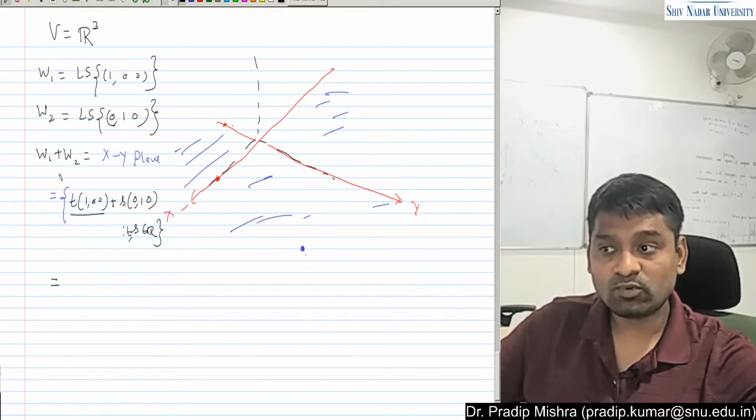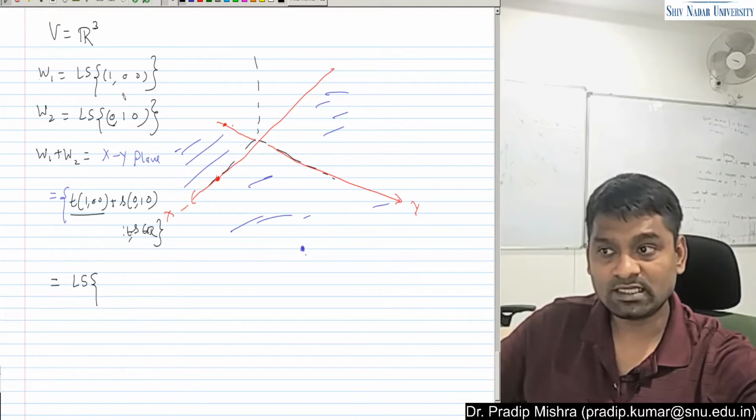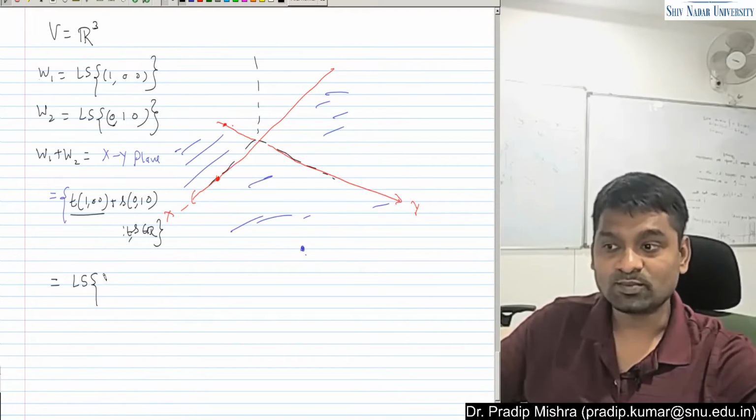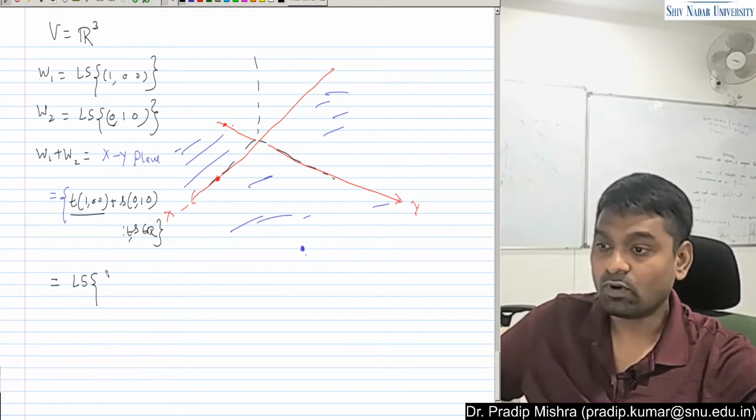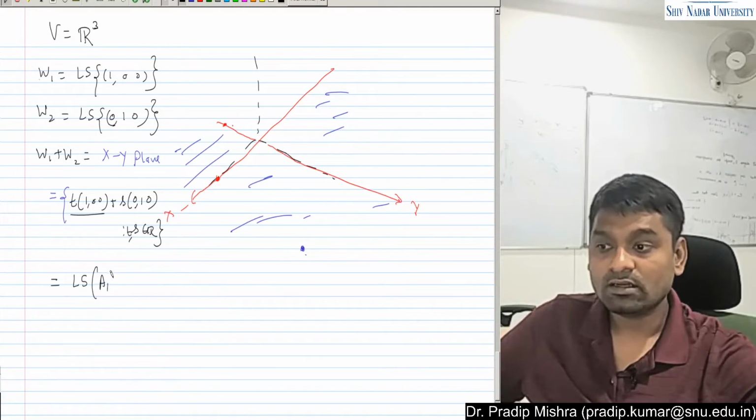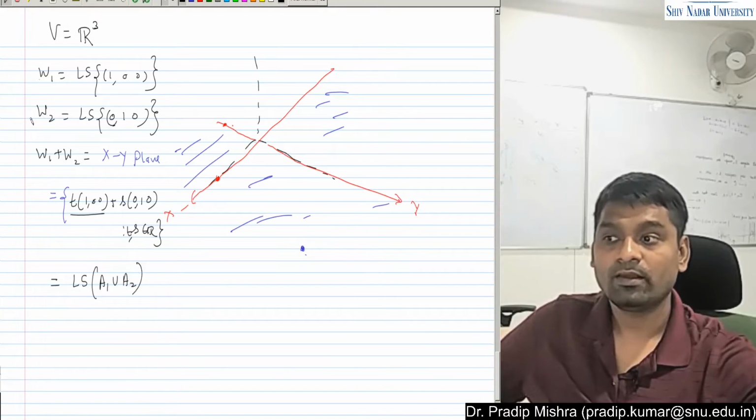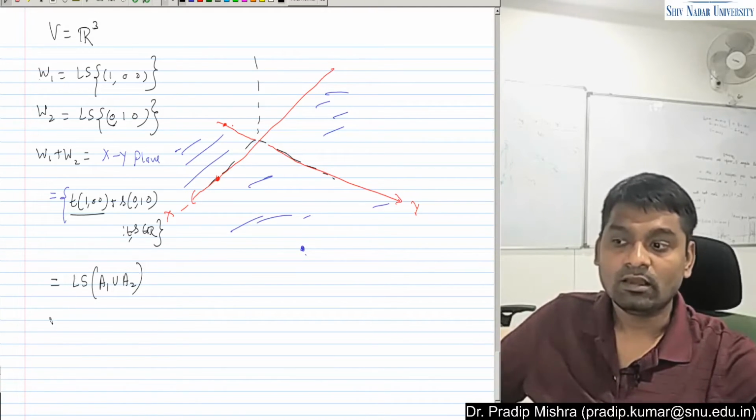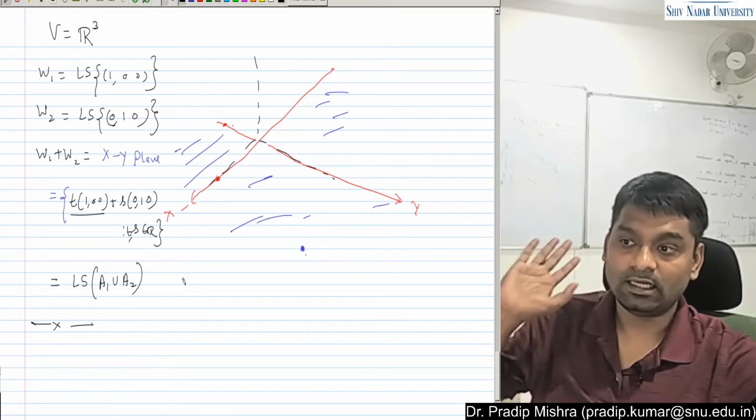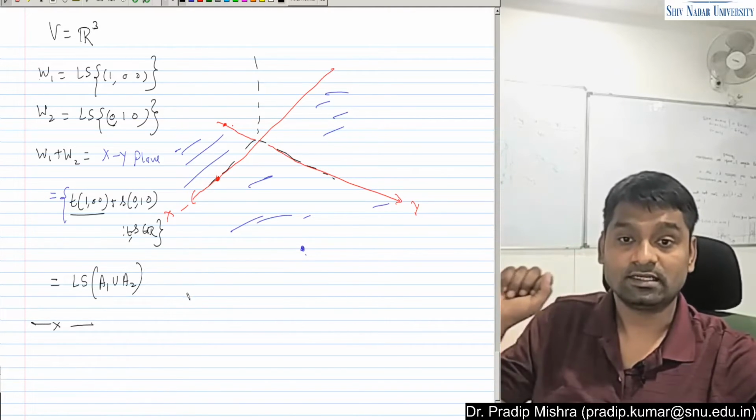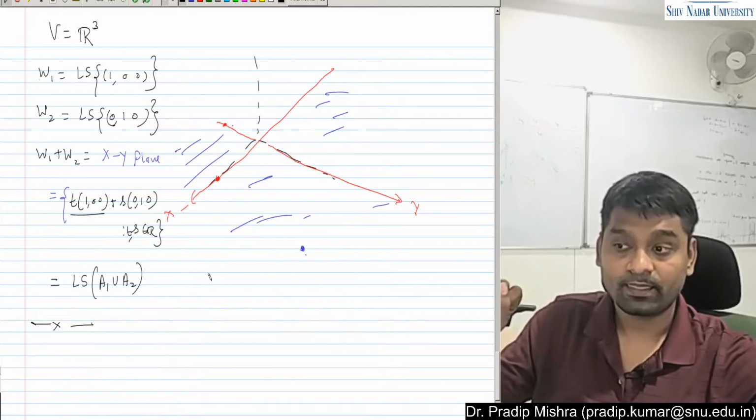So basically, what is W1 plus W2? It turns out to be the linear span of what? Not this plus this. Linear span of A1 union A2. This example is really important, please try to understand this example very carefully.